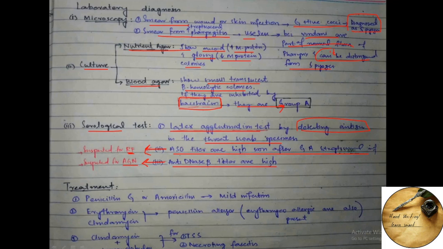Now coming towards the treatment. For mild infection, penicillin G or amoxicillin can be used. If someone is penicillin allergic, then we use erythromycin or clindamycin. We can also use clindamycin with IV immunoglobulin for toxic shock syndrome and necrotizing fasciitis.